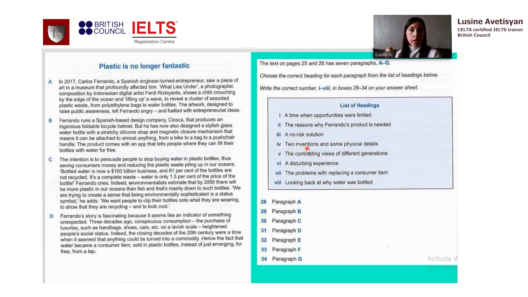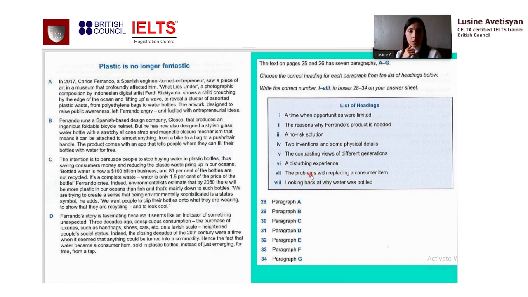Pretty easy. Two inventions and some physical details. We have two inventions with their details. The contrasting views of different generations, one view and another view. A disturbing experience, so something happened which changed something, so a changing experience, I would say. The problem with replacing a consumer item.